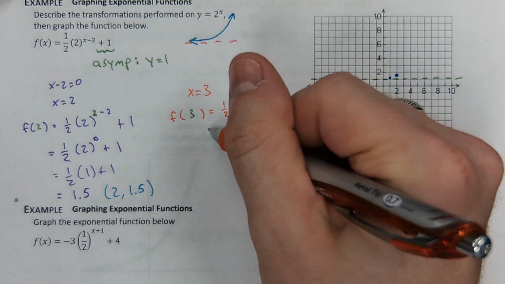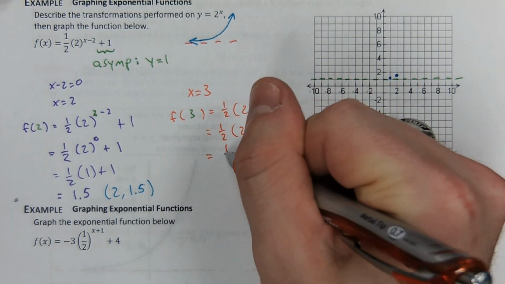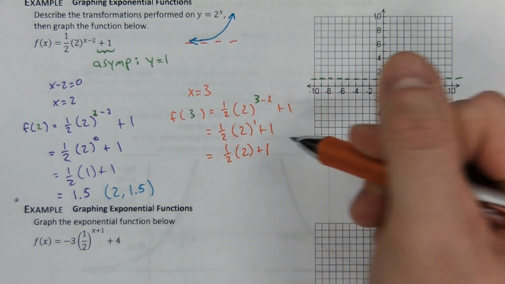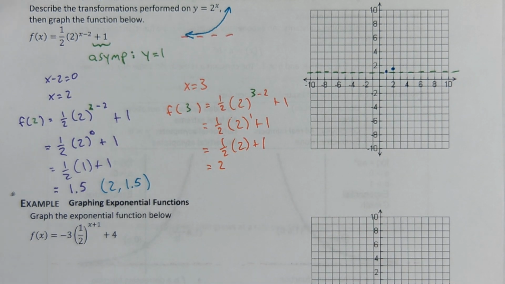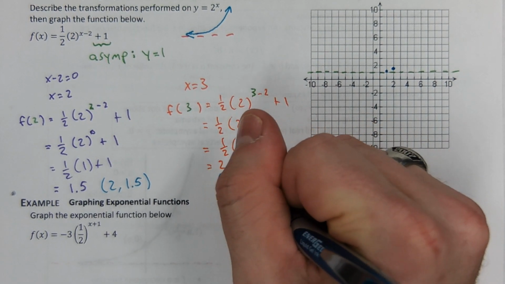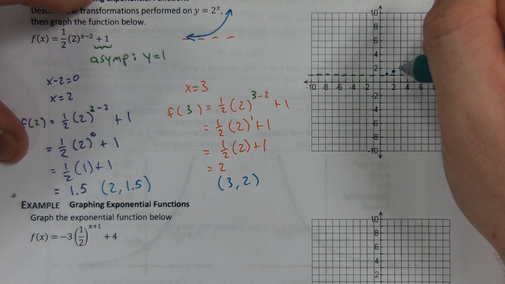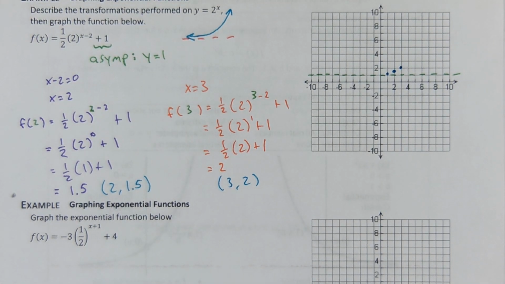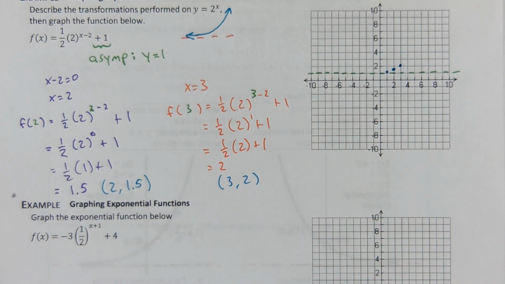Well, 3 minus 2 is 1. That's half of 2 plus 1. That's 2. So this coordinate is now at 3, 2. Still didn't really tell us all that much, did it? If you want more information, just plug in the next x. But what I've modeled for you is what I expect to see in your homework.